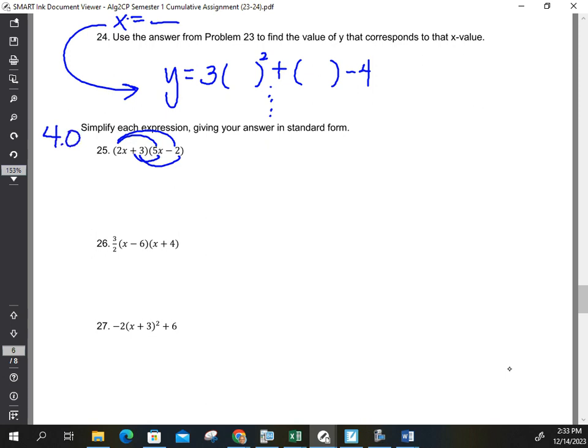All of it. 26, yes, there's a fraction in front. Last time I checked, parentheses goes before multiplication. So do FOIL first. So you're going to have 3 over 2 times some answer. Then you take 3 over 2 and you multiply it in. It ain't hard. It's just work.